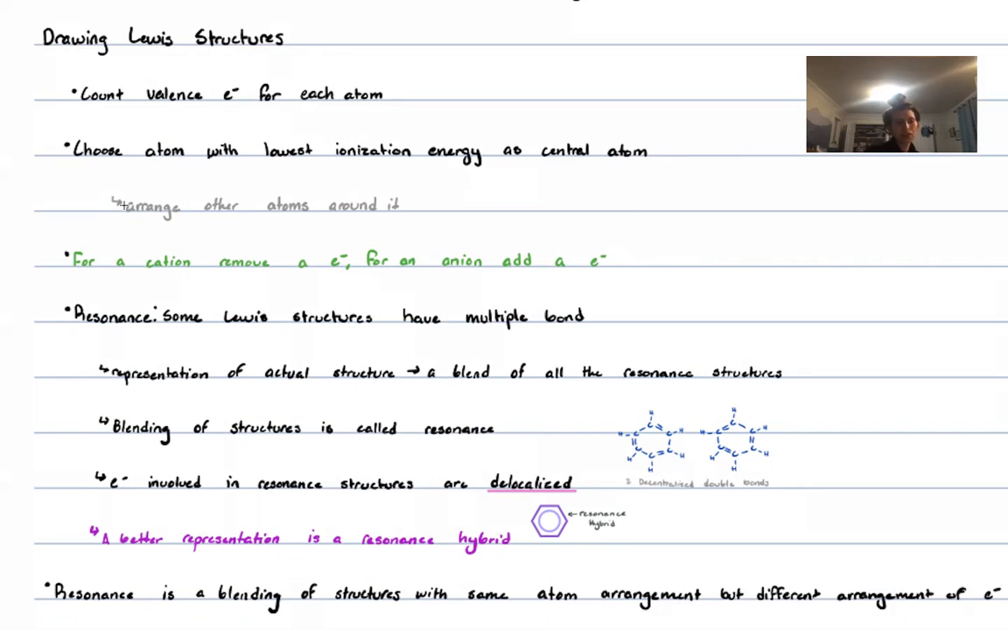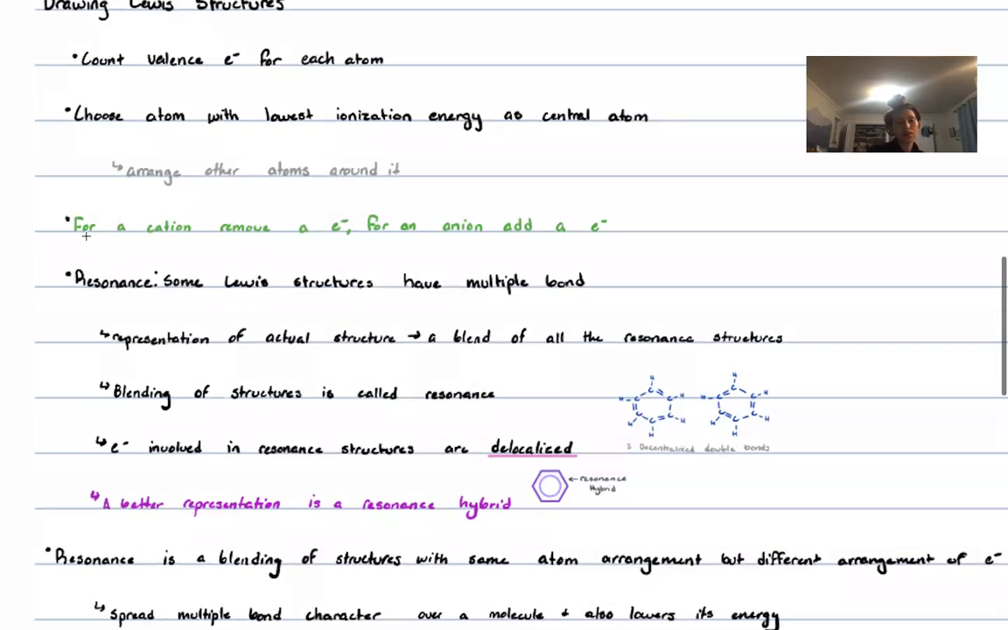But anyways, for drawing them, the steps are to count your valence electrons based on where the atoms are in the periodic table, or if they're a cation or anion. Then you pick the one with the lowest ionization energy to put in the center, which tends to be C, ones that bond well in the center. And if you ever have hydrogen, that's going to be at the very outside because it can only make one bond, so it's useless to try to put it in the center.